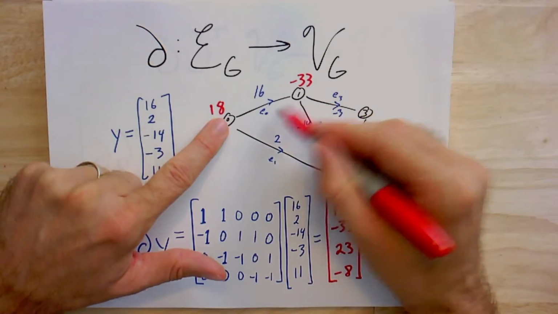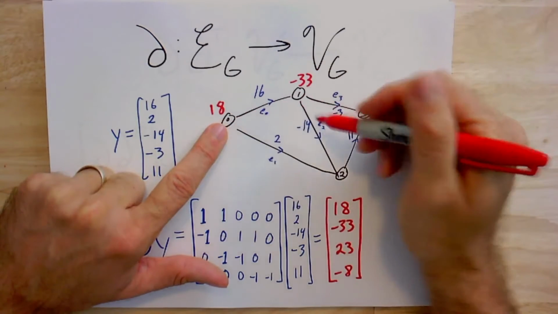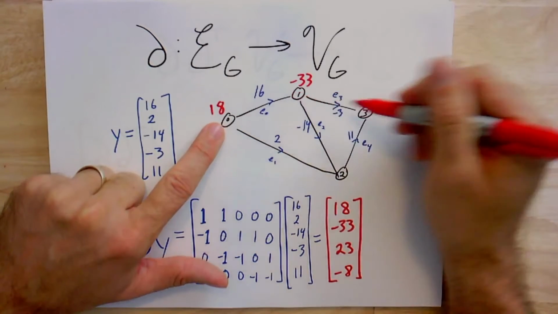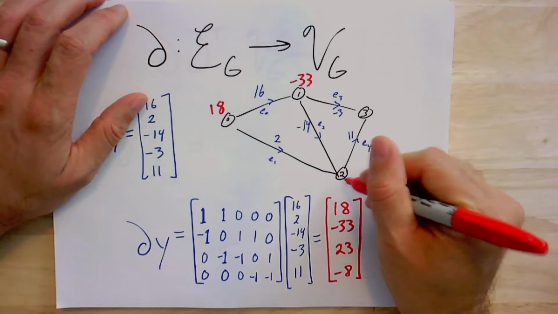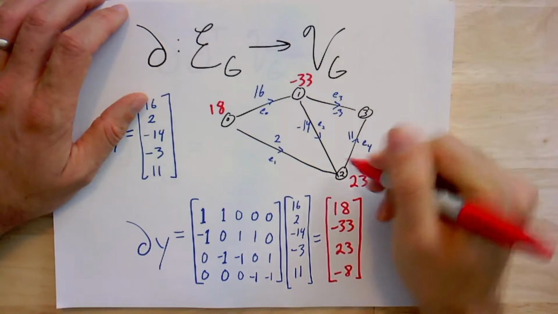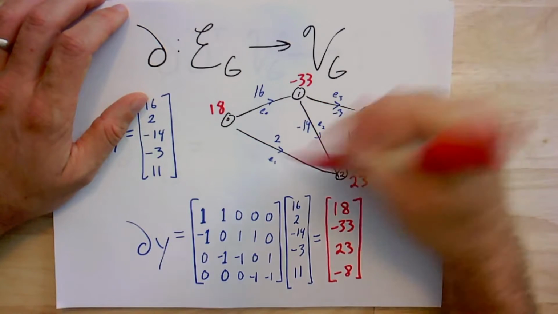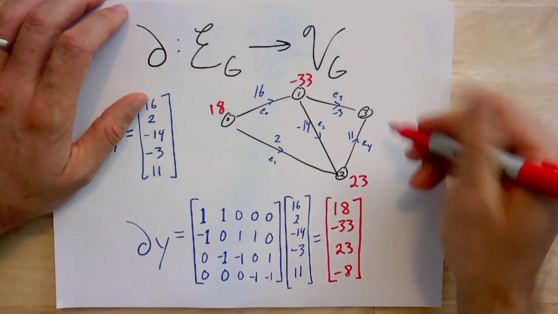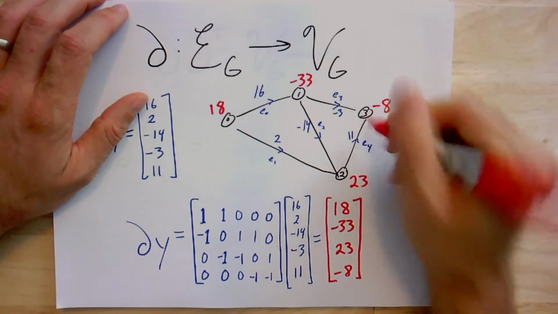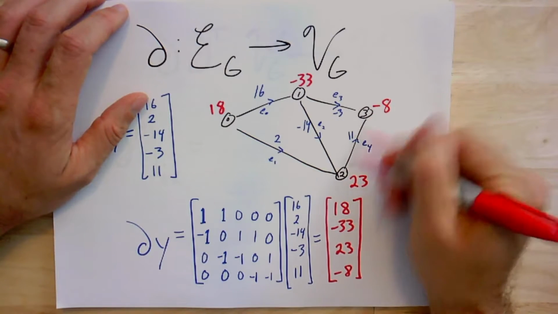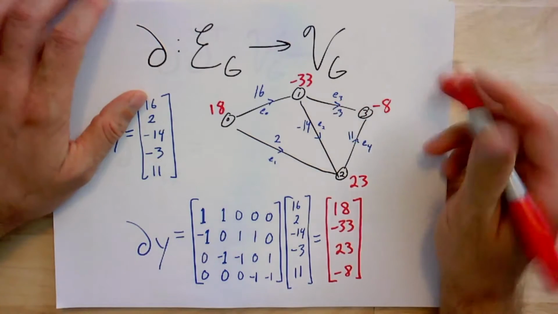That is, there was 16 coming in. This minus 14 coming out is like 14 more coming in. So there's 16 coming in, 14 coming in, 3 more coming in. That gets us 33. And let's do the other ones real quick here. So this was 23: 11 coming out, 14 coming out, 2 coming in, sums up to 23. And here, the last one, minus 8, because I've got 11 coming in. It's like minus 11 plus 3.